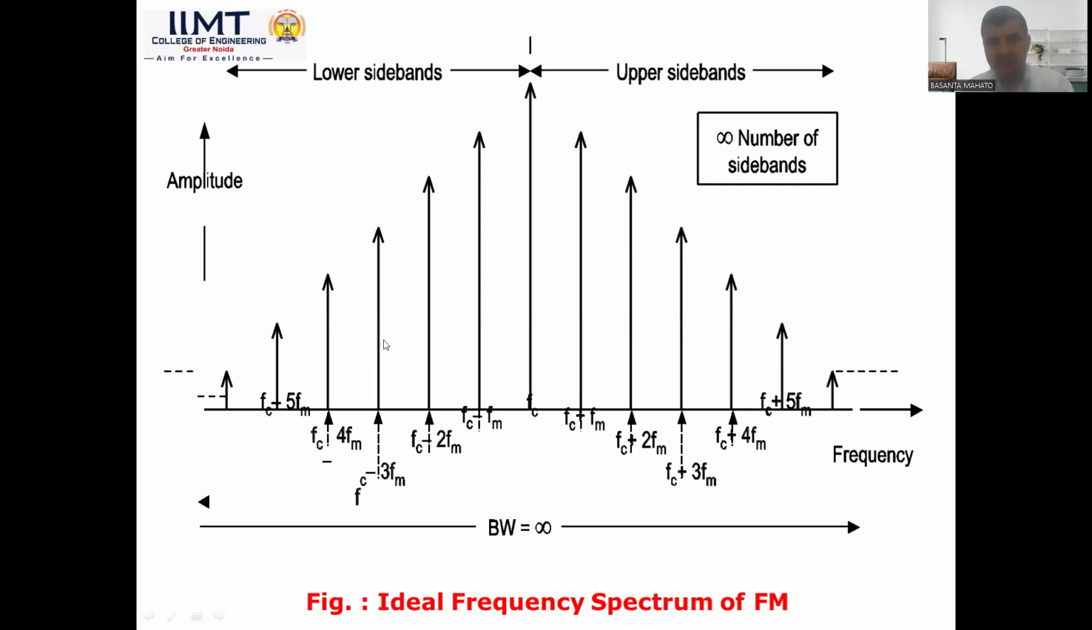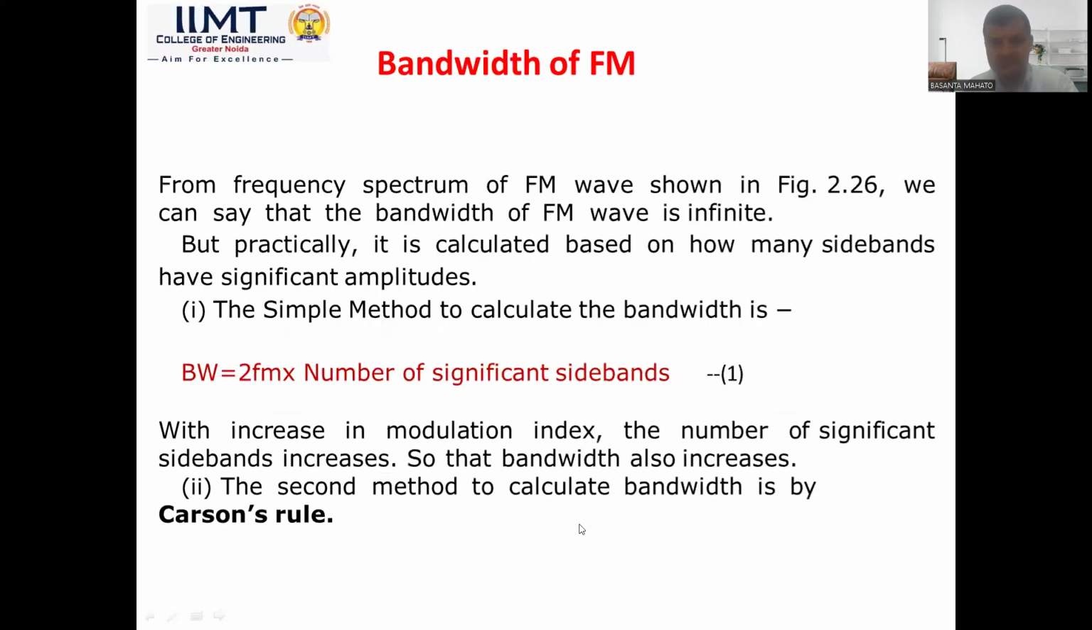So if it is like that, yes, the ideal frequency spectrum is this. This is Fc plus Fm. So the Fm frequency is the band difference: Fm, 2Fm, 3Fm, like that. And in the negative half cycle, like this. So how many sidebands? Infinity. Ideally infinity. So the bandwidth is infinity in the ideal case.